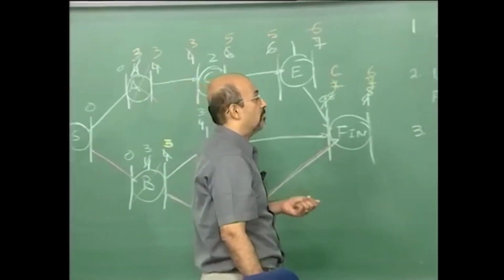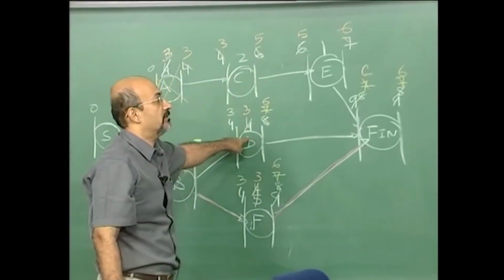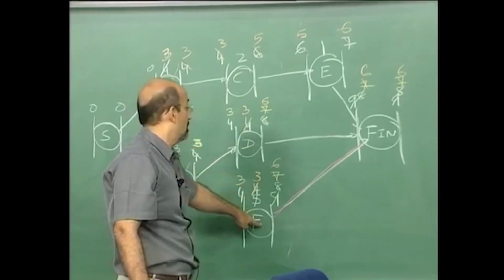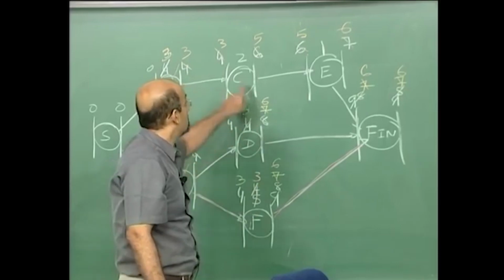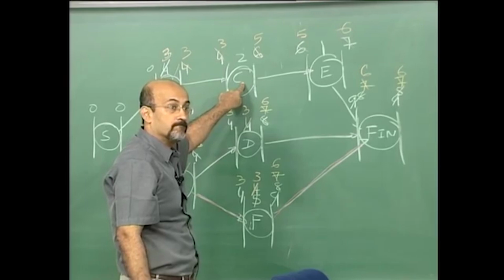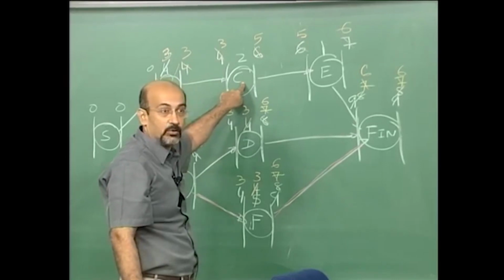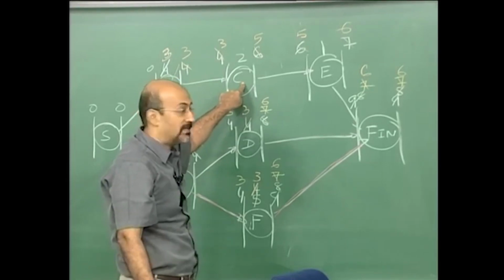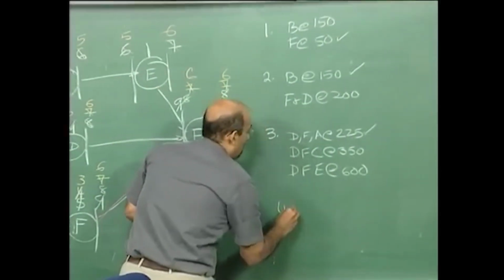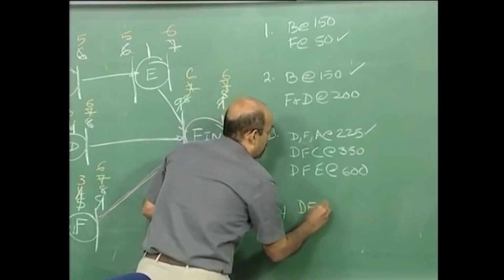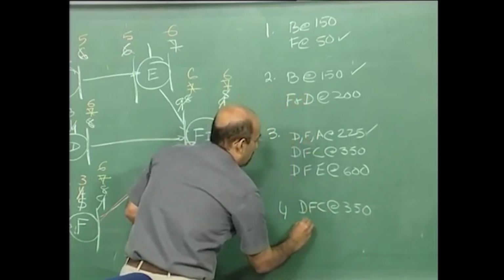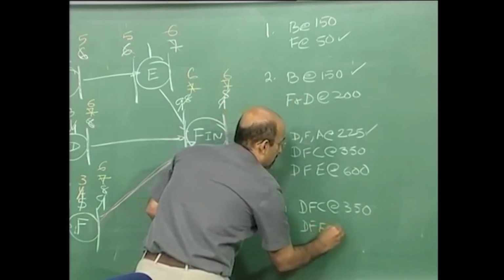Okay, so now what about D? What is the duration of D? Can go all the way down to 1. What about F? F can go down to 2. C can go down to 1. Okay, F and C are limiting, so I can take only one more step, and that will be that. So on my fourth step I have option DFC at 350 or DFE at 600.